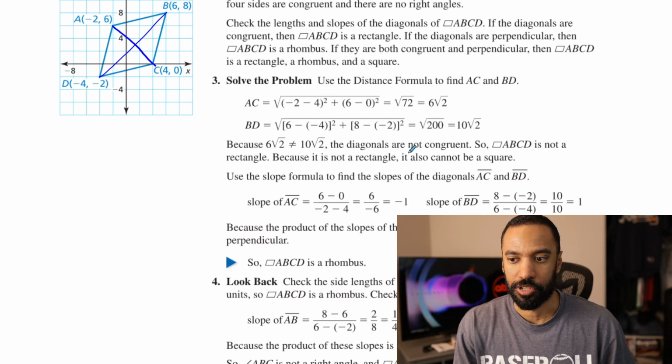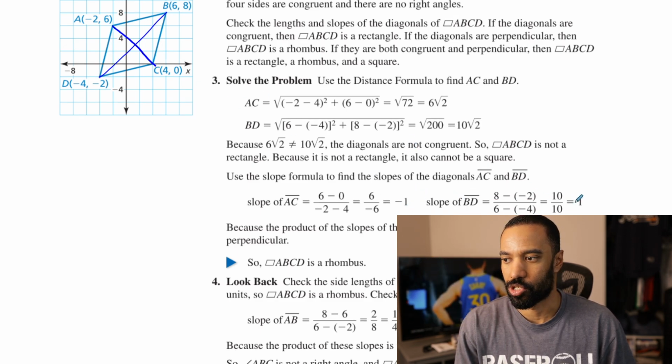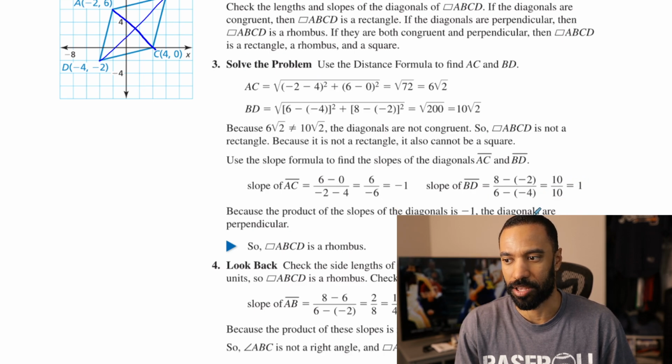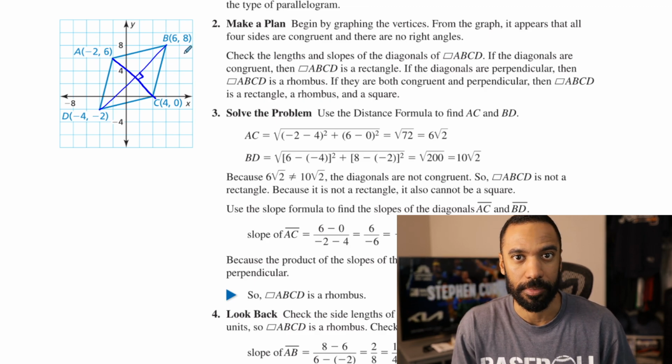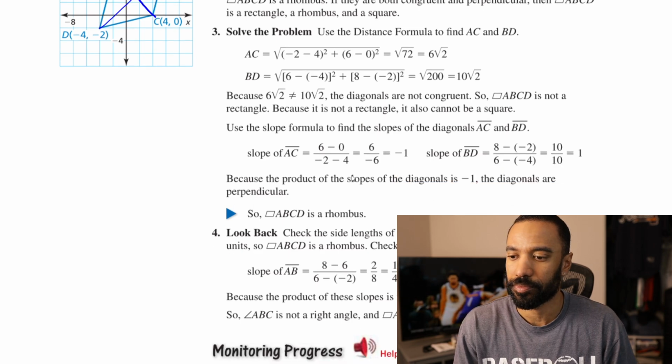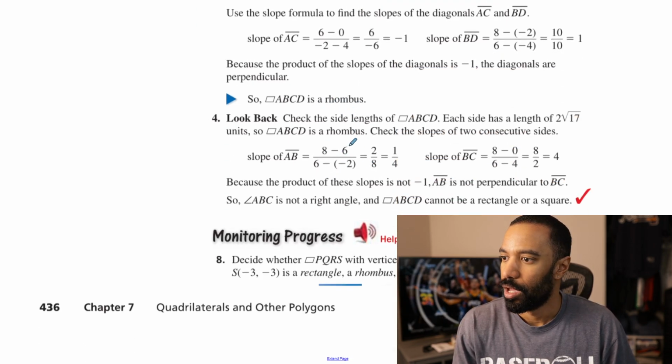But if you go off of slopes, the slope of AC is down 6, right 6. That's -1. And then the slope of BD is up 10, right 10, and that's +1. Those are opposite reciprocal slopes. That means this is perpendicular here. So this parallelogram is also a rhombus. It's a parallelogram and a rhombus. I guess we don't have to say parallelogram because they know it's going to be a parallelogram.